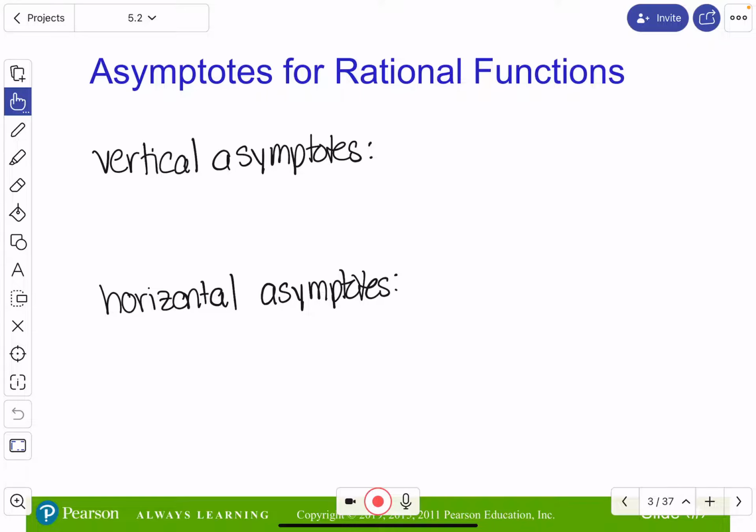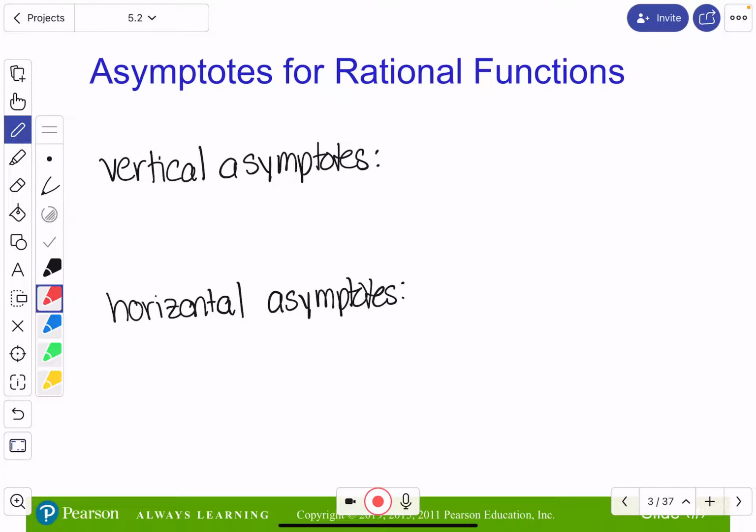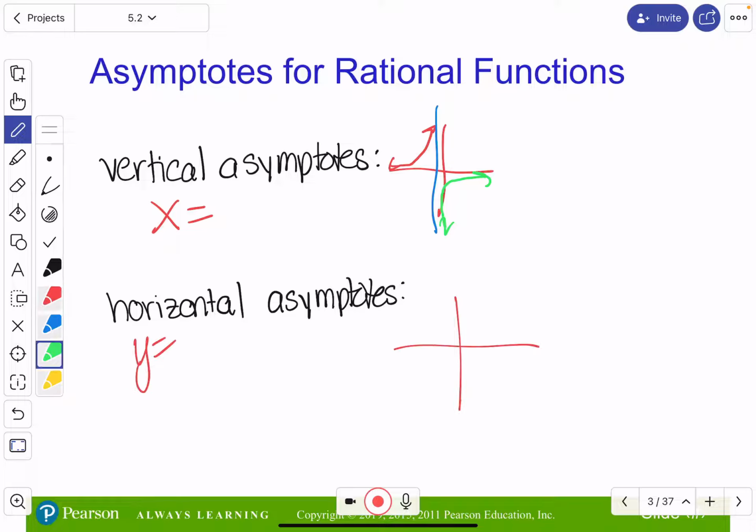So vertical asymptotes are always going to have an equation of x equals. It comes from having 0 on the bottom of an equation. So in a graph, a vertical asymptote is going to be a line like this that the graph gets closer and closer to, but never touches or crosses. Horizontal asymptotes are y equals. They're the same idea, but a horizontal line.